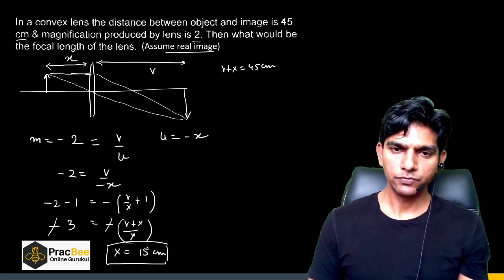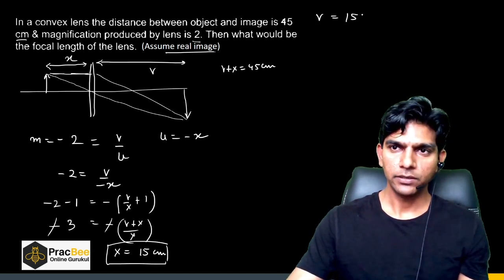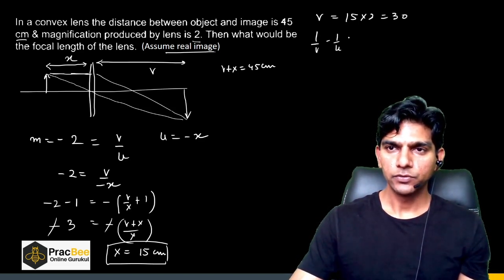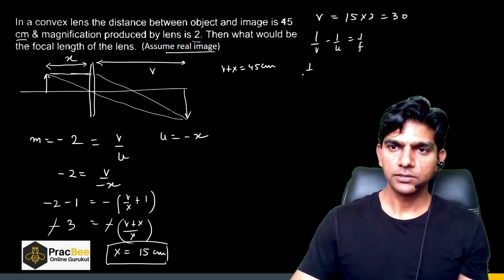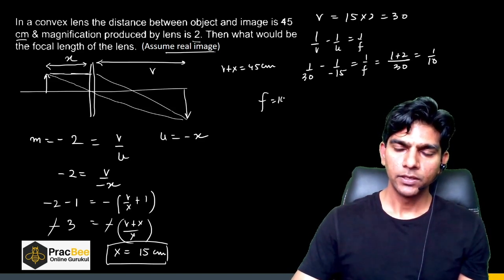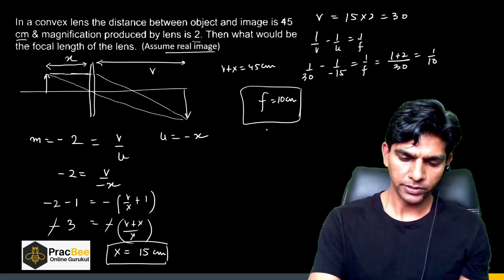So if X is 15, then what is V? V comes out to be 15 times 2, so that will be 30. From here, if you apply the lens formula, 1 by V minus 1 by U is equal to 1 by F. V is 30 and U is minus 15. So 1 by F, 30 is the LCM. So 1 plus 2, this will be 1 by 10. So focal length comes out to be 10 centimeter, right? Okay. So it can be solved under 1 minute.